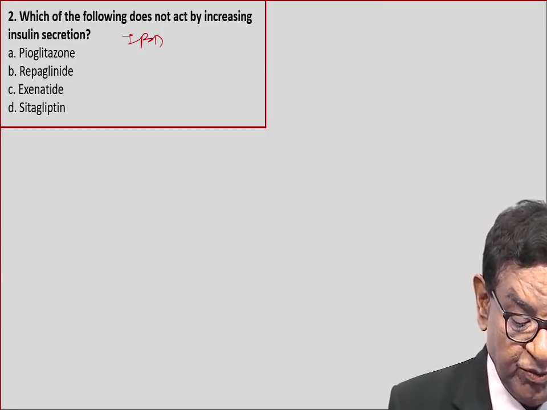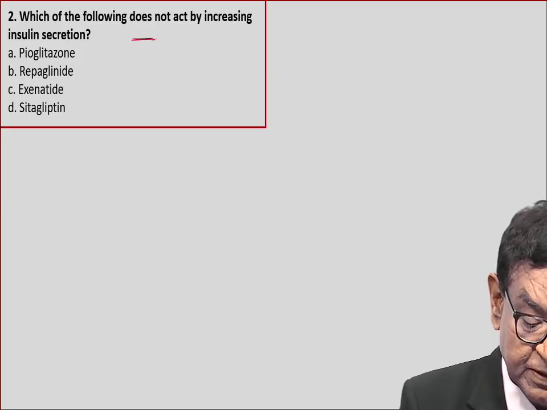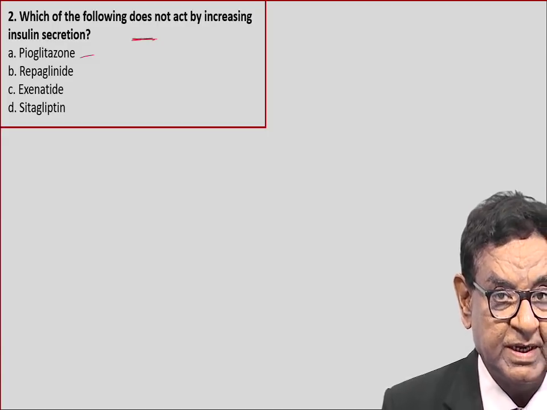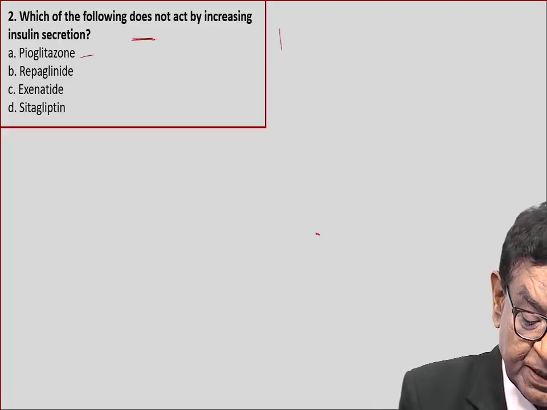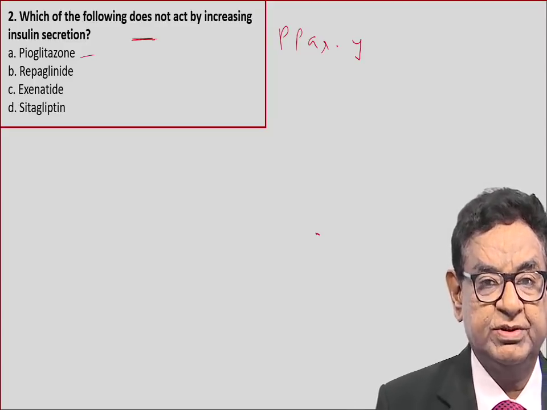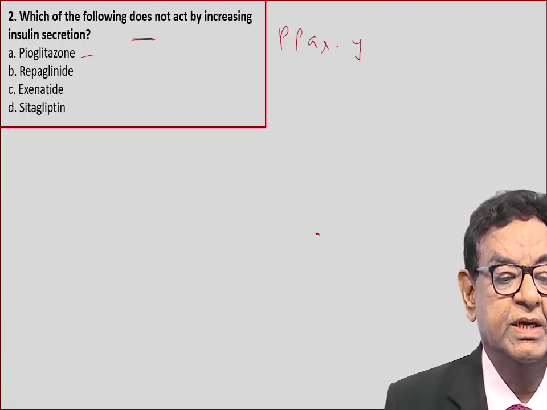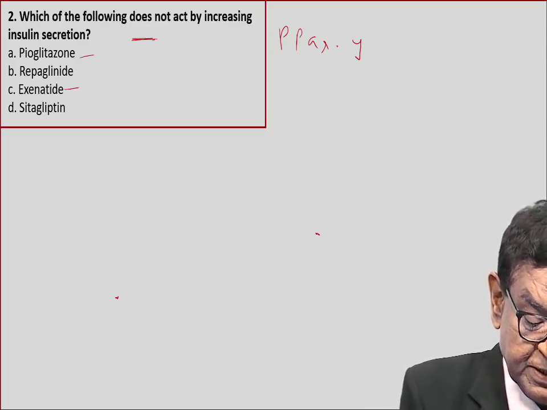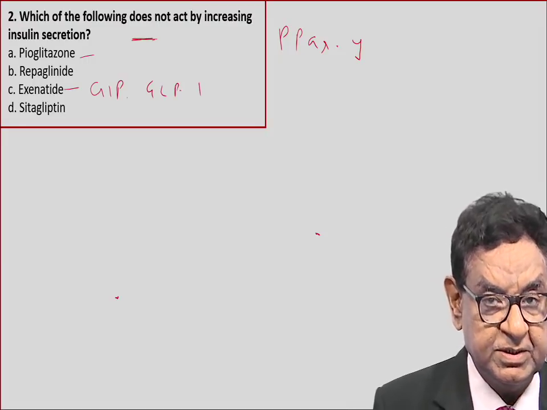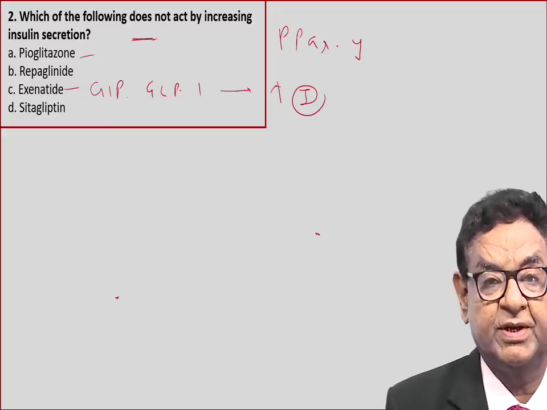Question number 2. Which of the following does not act by increasing insulin secretion? The answer is pioglitazone. Now, how does pioglitazone act? It acts on the PPAR gamma receptors, thereby causing increased peripheral utilization of glucose. As far as exenatide is concerned, it is a GLP-1 agonist, and these molecules go to the pancreas and cause increased secretion of insulin.